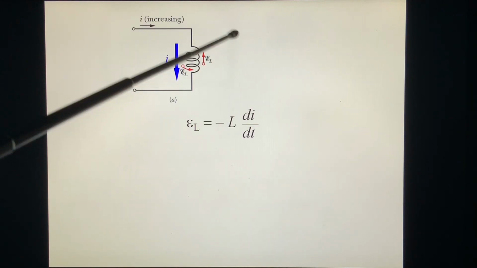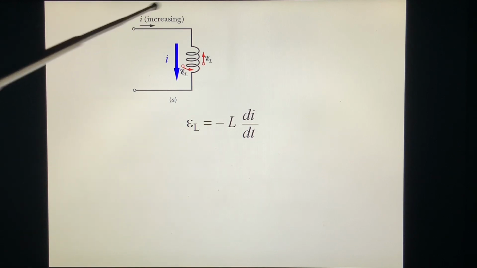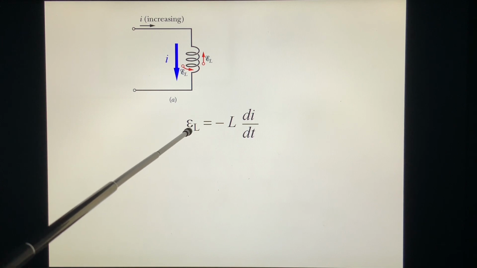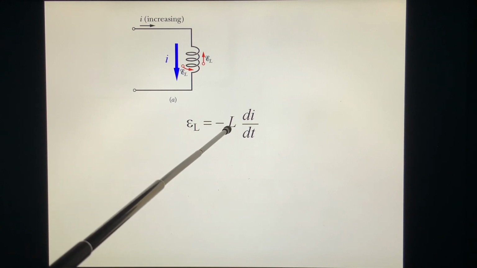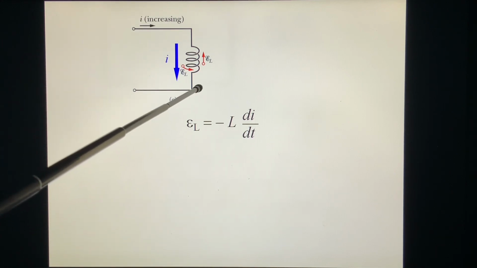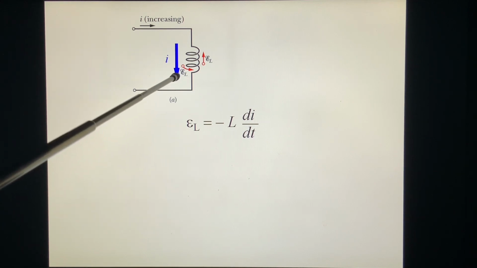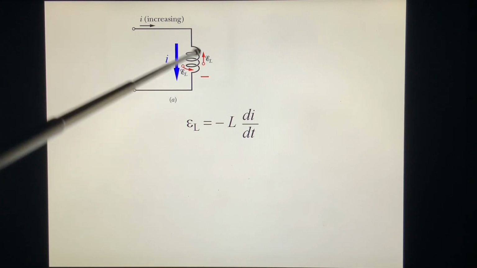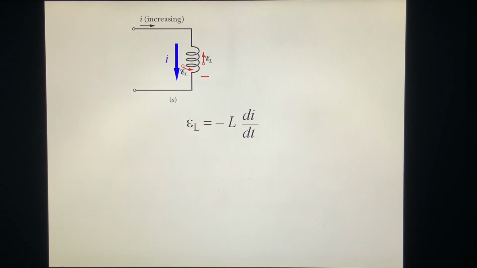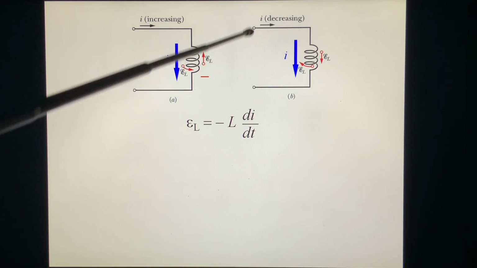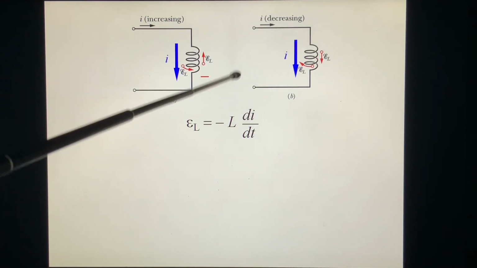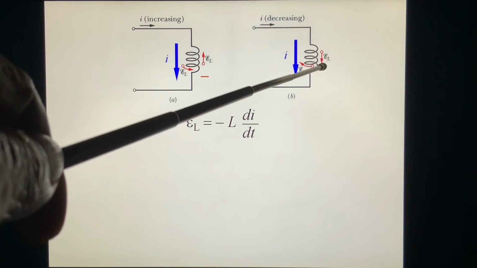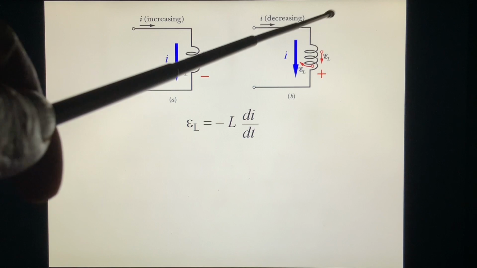Well, look at this picture. If the current increases, then we have a self-induced electromotive force equal to minus L di dt. We see that if the current increases here, we have an induced emf against the change. So this end is negative relative to this point. Otherwise, if the current reduces, then we have an induced emf against the change, in the direction of the current. So in this case, this is positive, and this is negative.